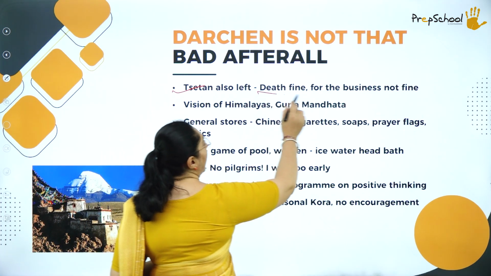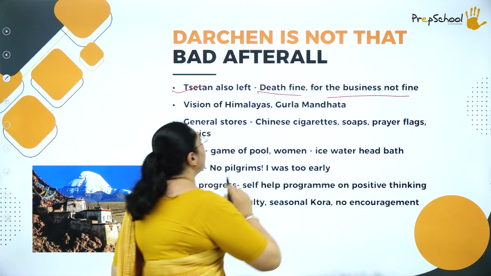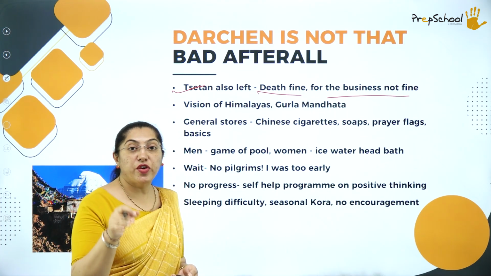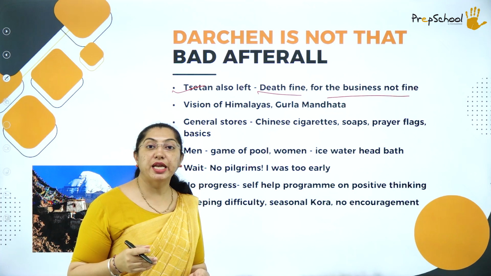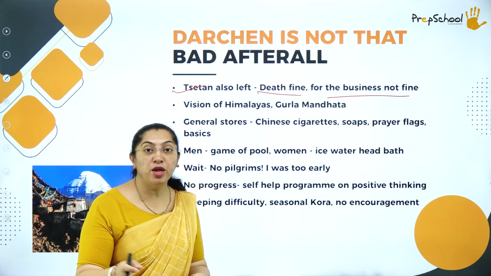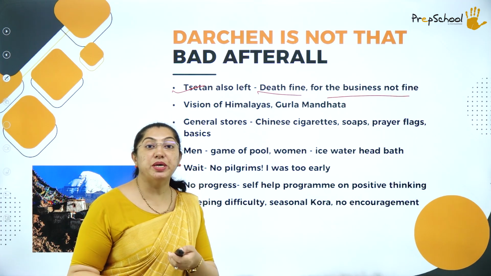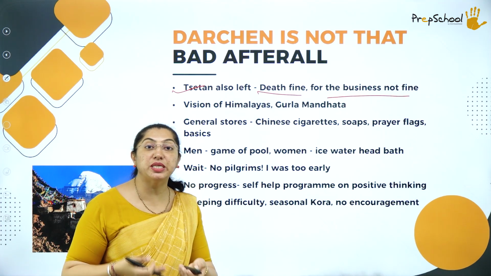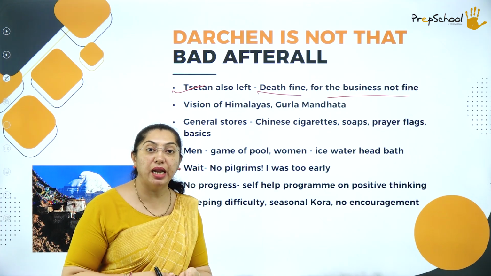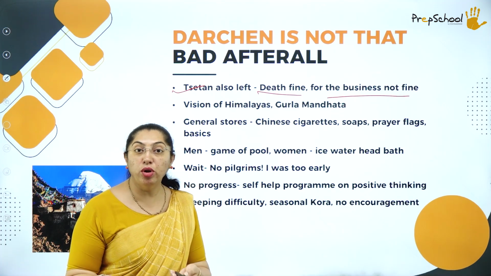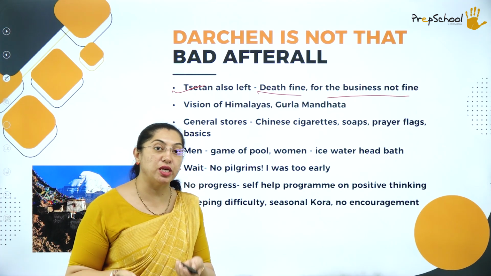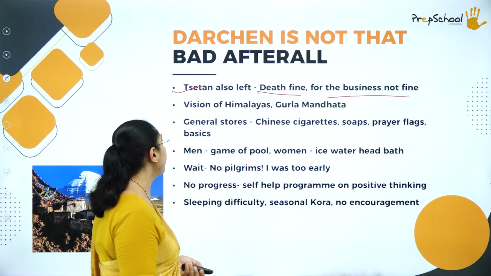Death is fine for the business, but not fine otherwise. Teston is saying to Nick Middleton that if you die, we are not going to lose anything, because he has not come for a business purpose. If you had come for a business purpose and died, it would be a bad name for the place. So if you die, there is no loss for us. That is what he meant to say.